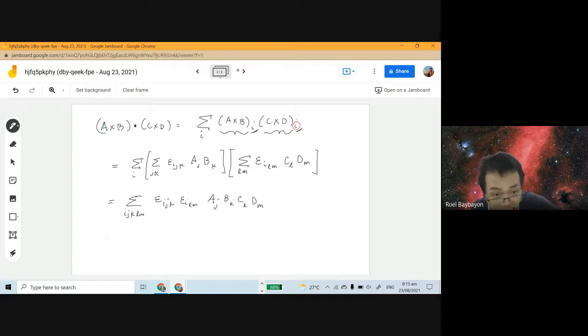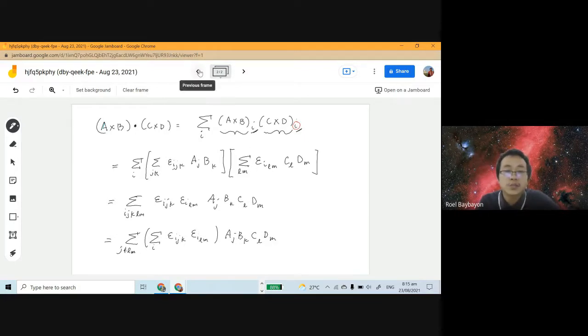So if I rewrite this, I have the summation in terms of i, so what remains is j, k, l, and m, with epsilon_ijk epsilon_ilm and A_j B_k C_l D_m. What is inside the parenthesis is just the Kronecker delta, delta_jl delta_km, and so on. So I write my summation in terms of j, k, l, m. Inside the parenthesis it becomes a Kronecker delta. For the first, delta_22 at j, l, and delta_33 at k, m.